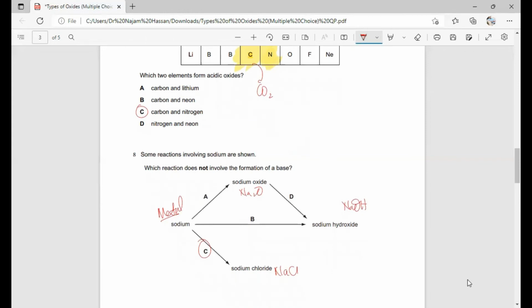Question number 8. Some of the reactions involve sodium. Which reaction does not involve the formation of a base? So remember that the salt of sodium is not acidic or basic. That salt is actually a neutral compound. Otherwise, sodium oxide and sodium hydroxide are both basic in nature. The option is C.